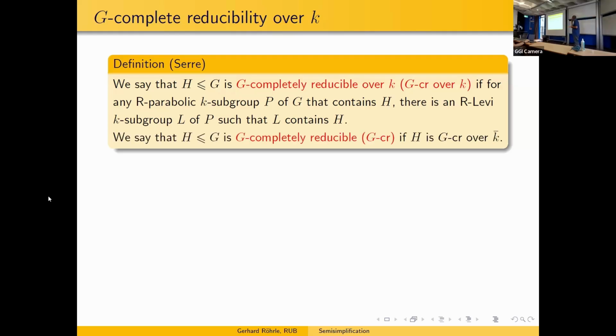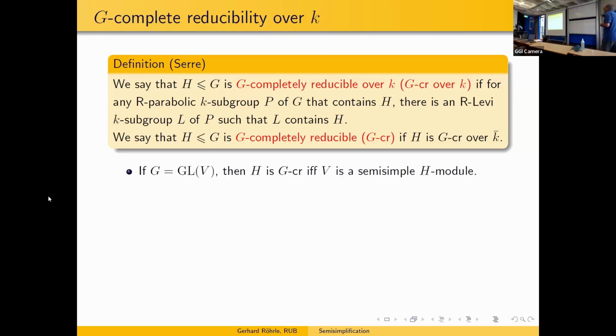And when I want to do this over the algebraic closure, I just drop the reference to the field. So you say H is GCR, that is, GCR over K bar. And I'll mention it again later on. Mike has already pointed out that GCR over K and GCR over K bar do not imply one another; they are independent. I think Mike showed you a group which was GCR over K, but not GCR over K bar. And there's also a downside. These things have to be treated separately.